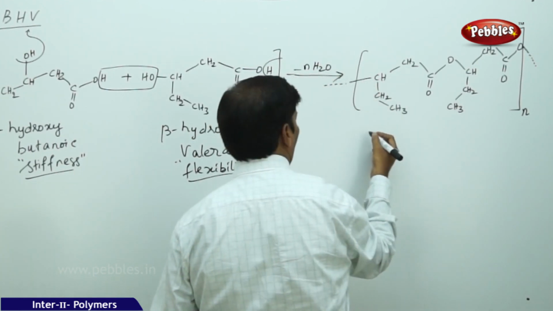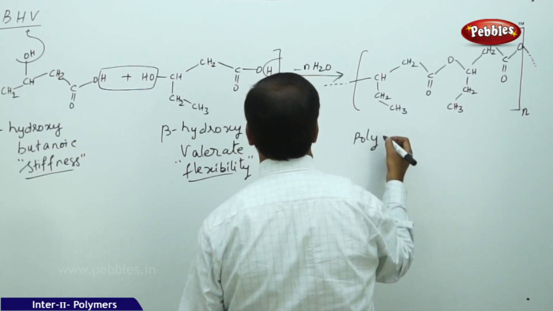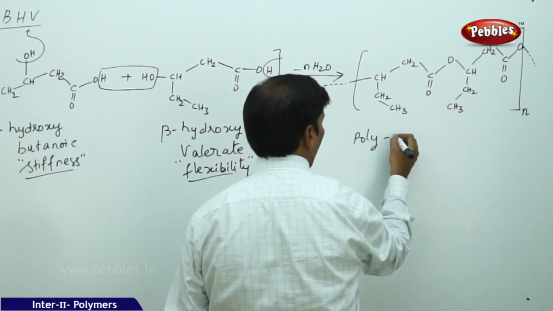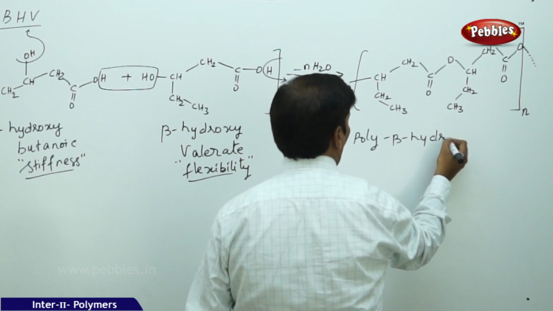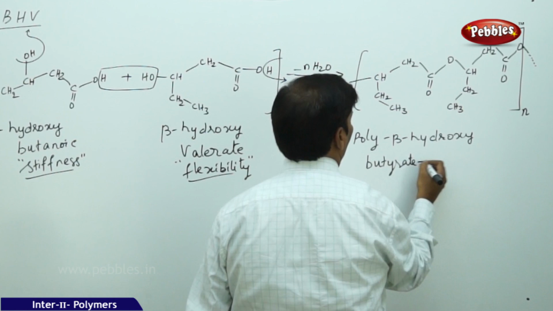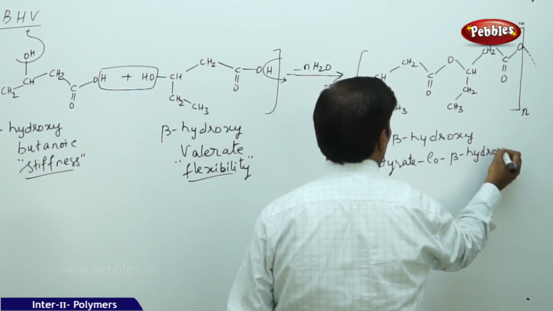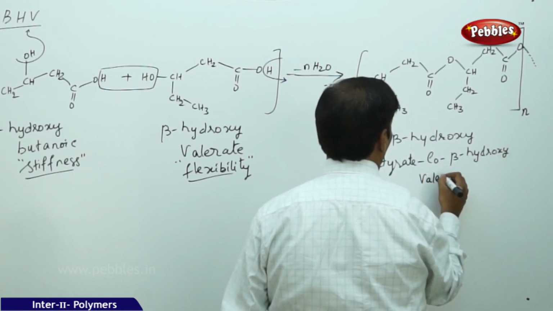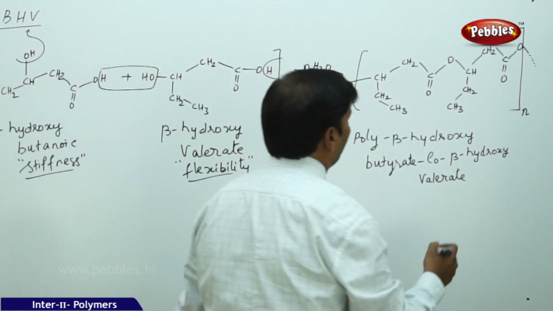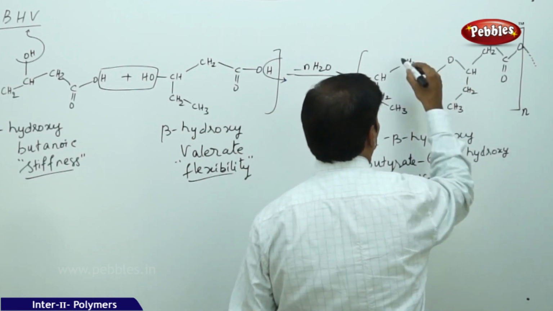So we call this polybeta hydroxybutyrate co beta hydroxyvalerate, and here you are finding that this is the ester linkage. We can find that this is the area where you can offer the ester linkage.